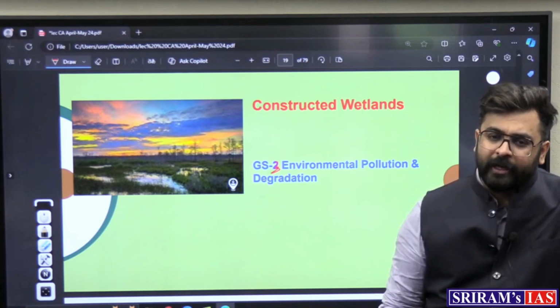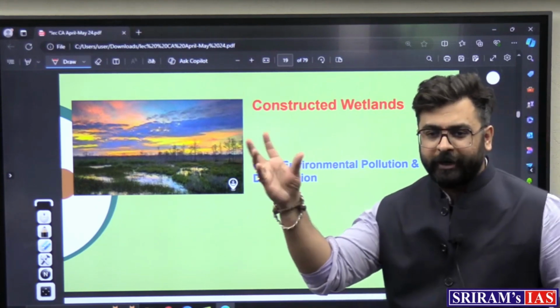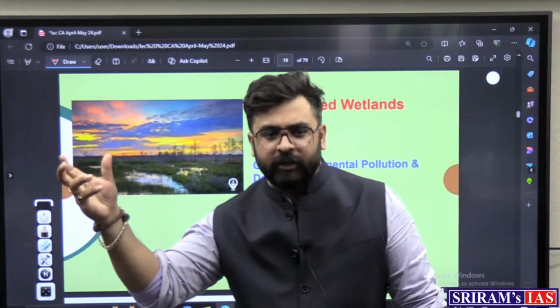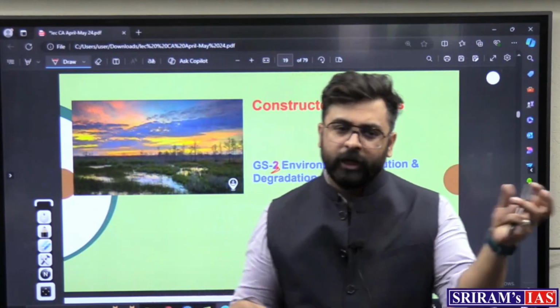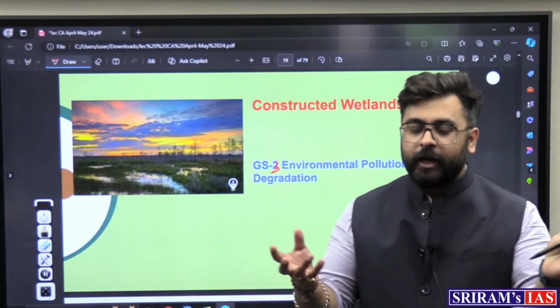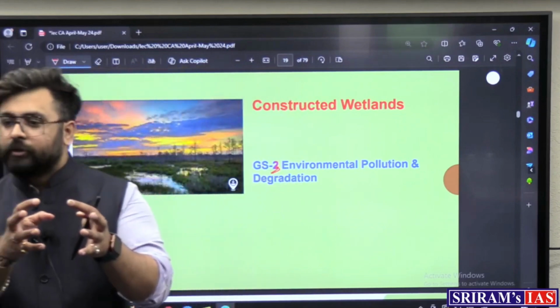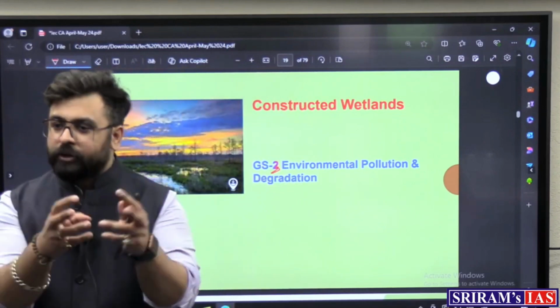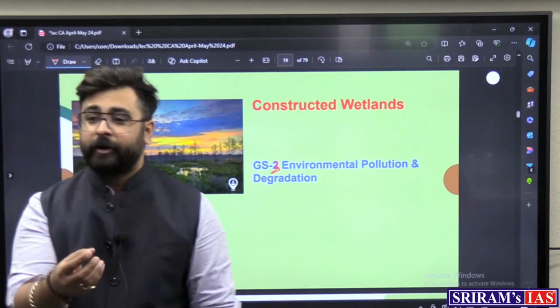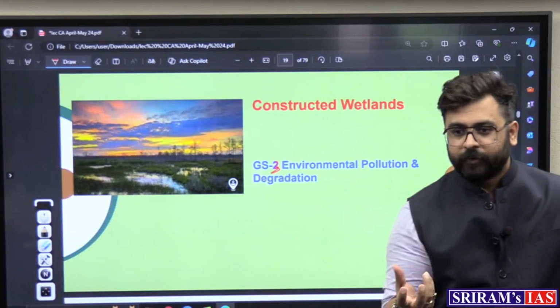Now wetlands are very important for the environment. Why are they important? First of all, they have the maximum biodiversity. You will find biodiversity from the terrestrial ecosystem, the land ecosystem, and some biodiversity from the aquatic ecosystem, and then you will also find the biodiversity which is common in both ecosystems. You will find biodiversity which is unique to the wetland ecosystem.